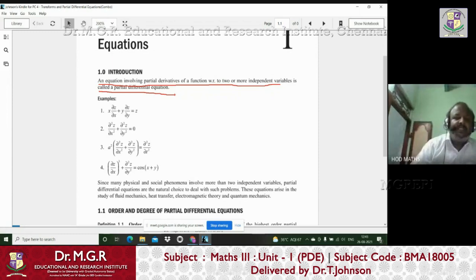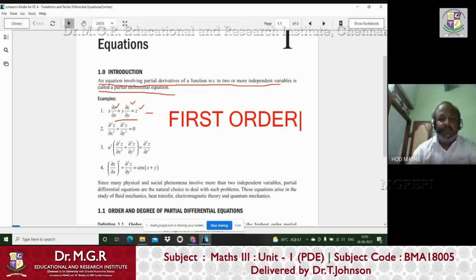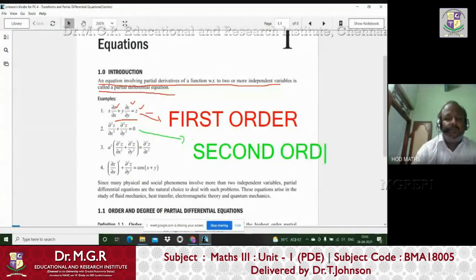Okay, so they give some examples: x into dou z by dou x plus y into dou z by dou y. Here also x, y, z are present, no problem. But the main thing is the partial derivative should be present in the equation, then only they call it a partial differential equation. And this is called first order. Why is it first order? It has only dou z by dou x and dou z by dou y, first order. But this one is second order. Why? Because it has second order partial derivatives: dou square z by dou x square, dou square z by dou y square, right?